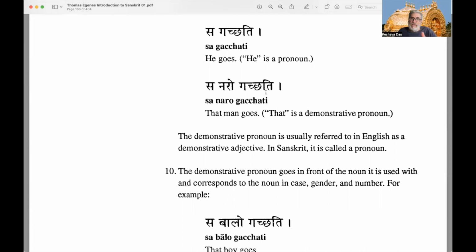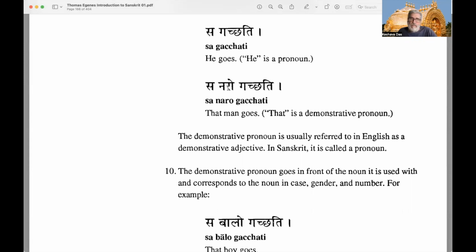Let's look and see what kind of subject we have in this sentence. So we have naro, which, when we break the Sandhi, gives us naraha. Naraha is the nominative singular of the masculine noun nara, which means man, right? So that could work out: the man goes.